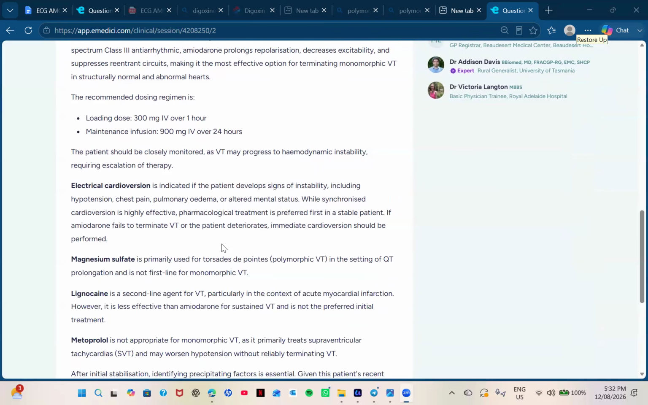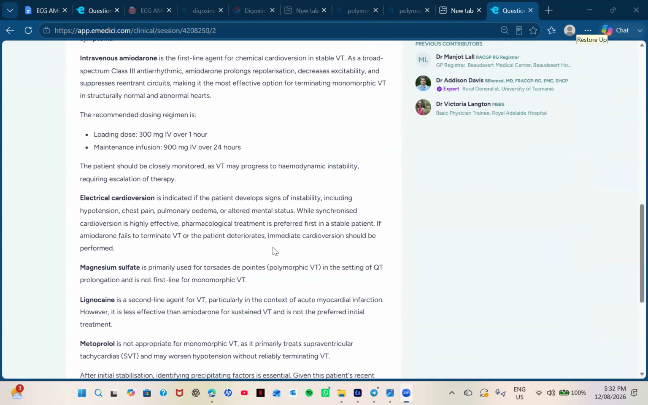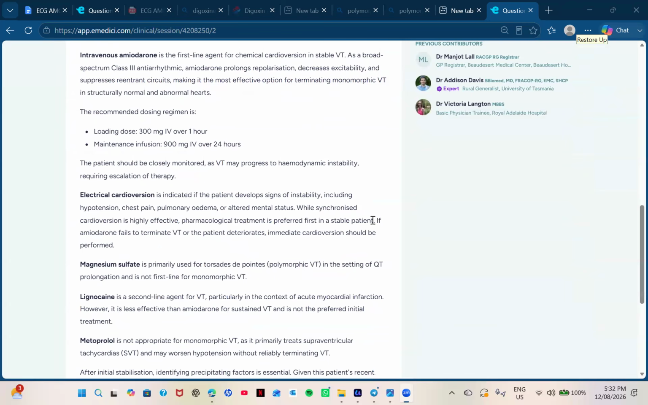So when should we go with electrical cardioversion? If the patient is hemodynamically unstable, right?